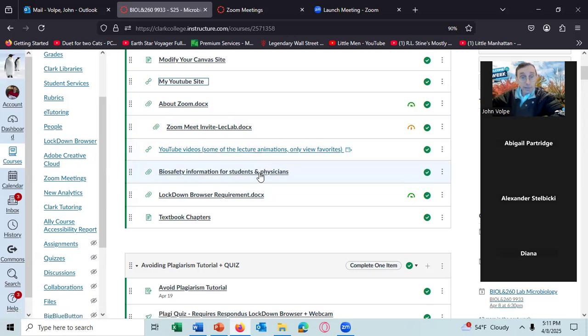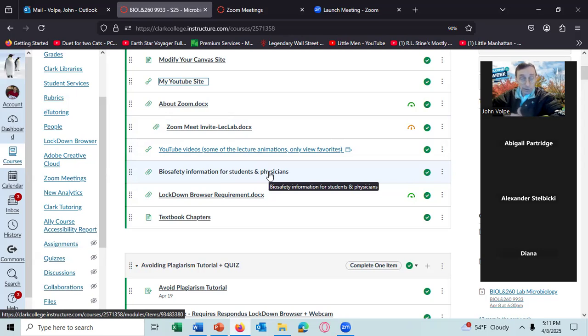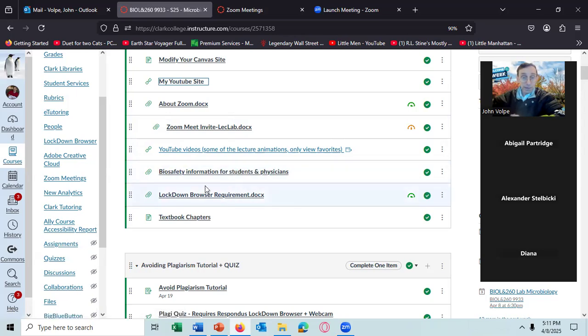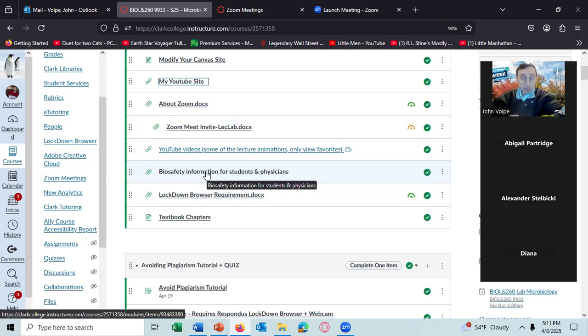There's some biosafety information for students and physicians. This is more for students who actually come into a real microbiology lab, because you are exposed to microorganisms and you could potentially pick up a microorganism, take it home with you, and then get sick from it. We have had one student in the past, a long time ago, who did that. This is some biosafety information. Like I said, you're going to be taking the lab online, so there's no way for you to pick up a microorganism, at least from this class, and get sick from it. But the information is there.